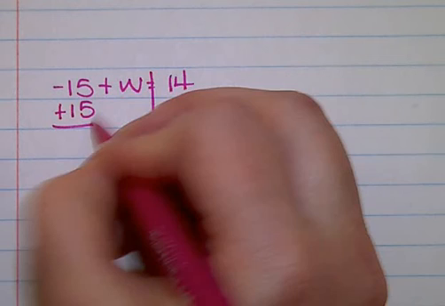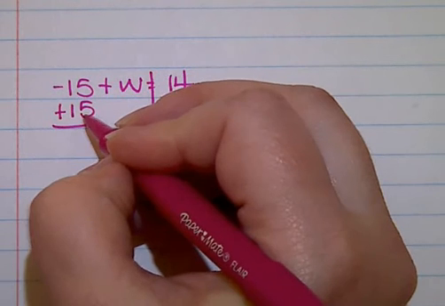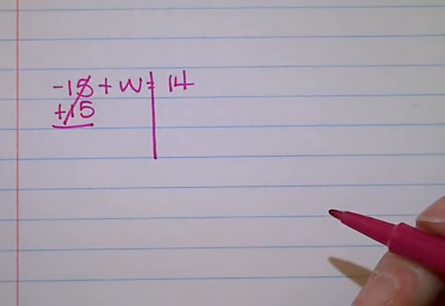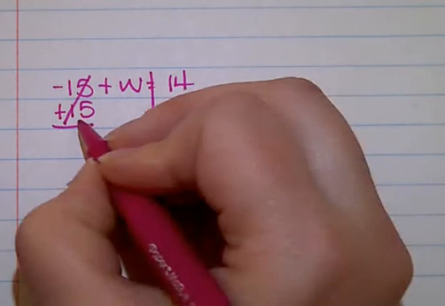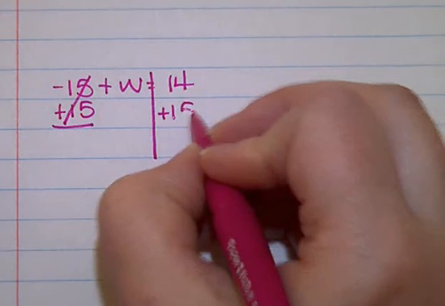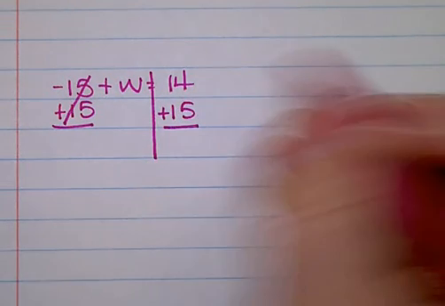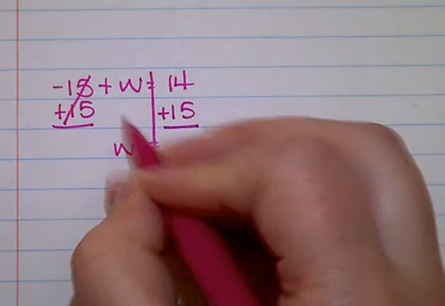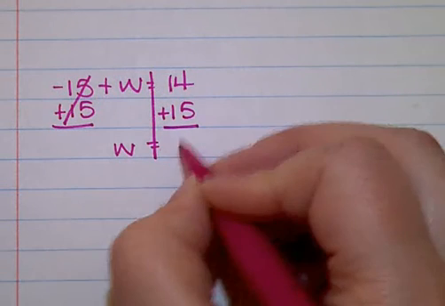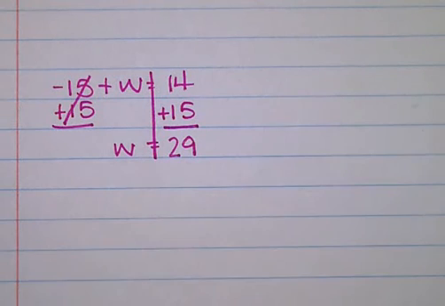Negative 15 and positive 15 are opposites and become a 0, so I can cancel those out. If I add the 15 to one side, I also must add it to the other. My w is the only thing left on the left side, and 14 plus 15 equals 29. So I think that w is a 29.